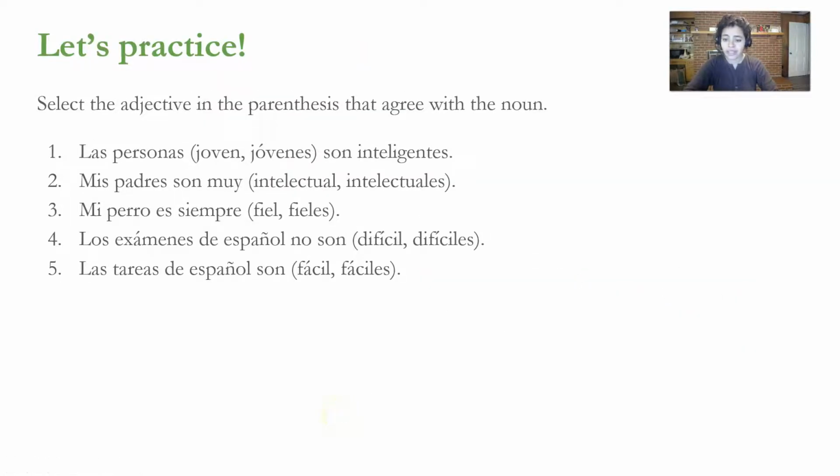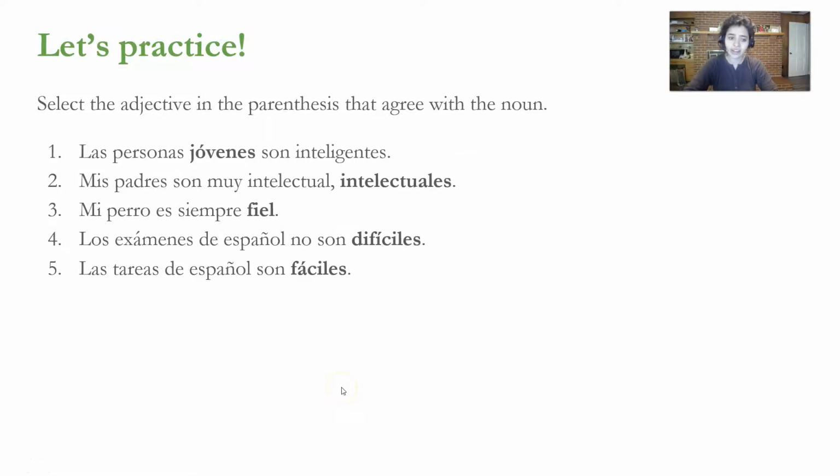So here we have a practice. Select the adjective in the parentheses that agrees with the noun. Here you can check your answers.